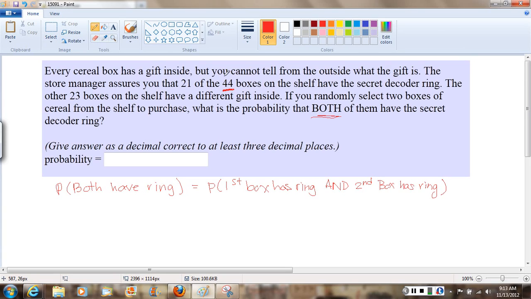So let's look at that. We're not going to be able to consider these independent, because once I've chosen one box, depending on what type of box I chose, that's going to change what's left to be picked. So we're going to calculate this using conditional probability. We're going to say the probability that the first box has a ring and the second box has a ring is the probability that the first has a ring times the probability that the second has a ring given that the first had a ring.